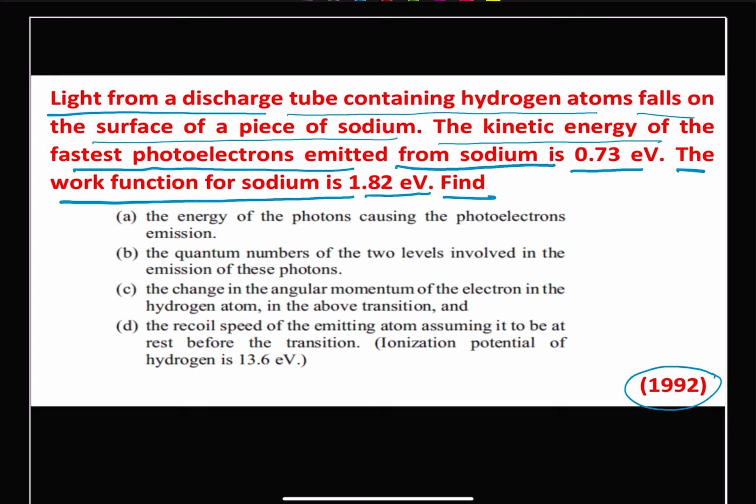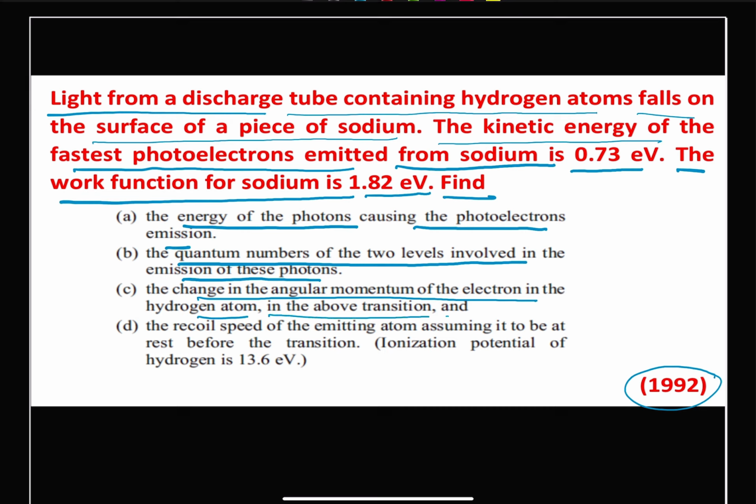First one is the energy of the photon causing the photoelectron emission. Part B, quantum numbers of the two levels involved in the emission of these photons. Part C, change in the angular momentum of the electron in the hydrogen atom in the above transition, and the recoil speed of the emitting atom assuming it to be at rest before transition. The ionization potential of the hydrogen is 13.6 electron volt.